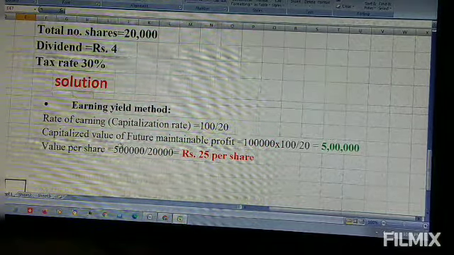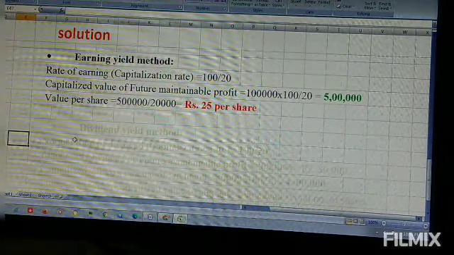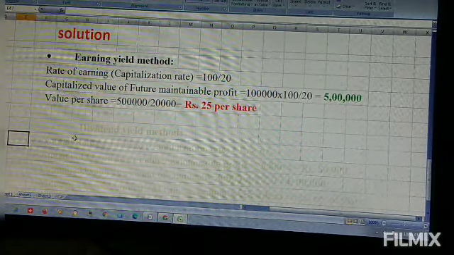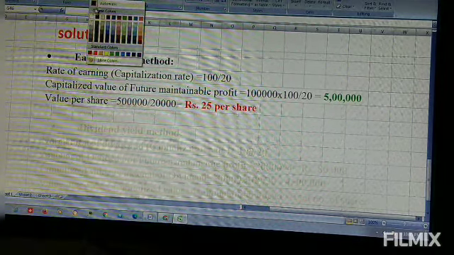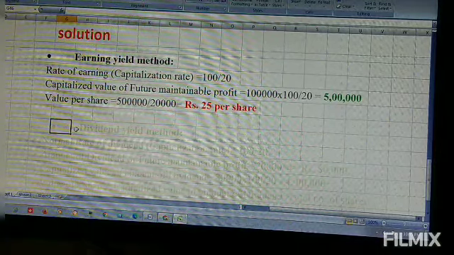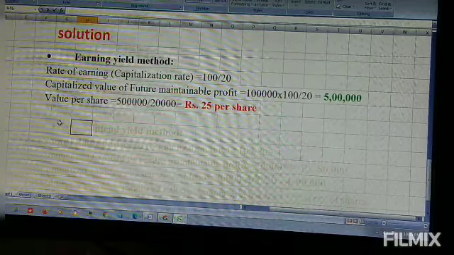This is the first method, the earning yield method. Okay, next method we'll see. The next method is the dividend yield method. Let us see here. Dividend yield method. We'll write the dividend yield method.